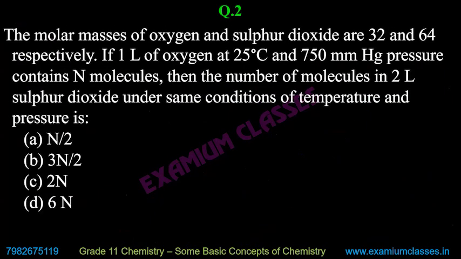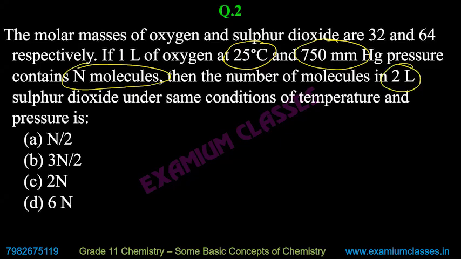Okay, sir. Now this question is from the concept building part. We have done this question. The molar masses of oxygen and sulfur dioxide are given. 1 liter of oxygen at 25 degrees Celsius, 750 ml, contains n molecules. The question is, in 2 liters of sulfur dioxide, how many molecules will be there?